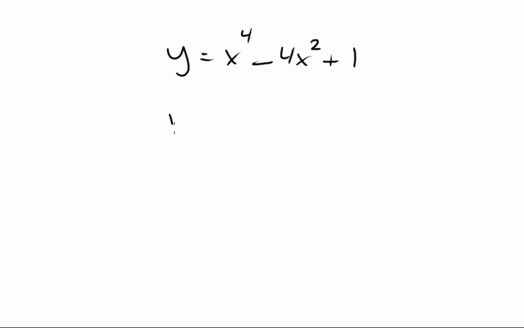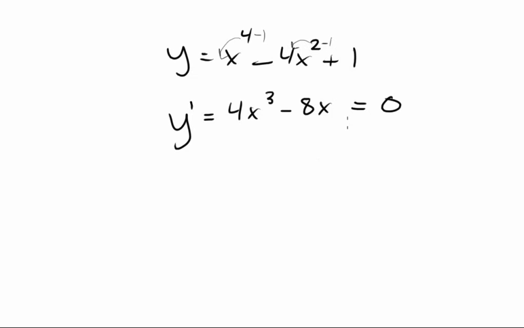That means we're going to take the derivative. So this is going to be 4x cubed minus 8x to the 1st power plus 0. So there's our derivative. We're going to set it equal to 0.